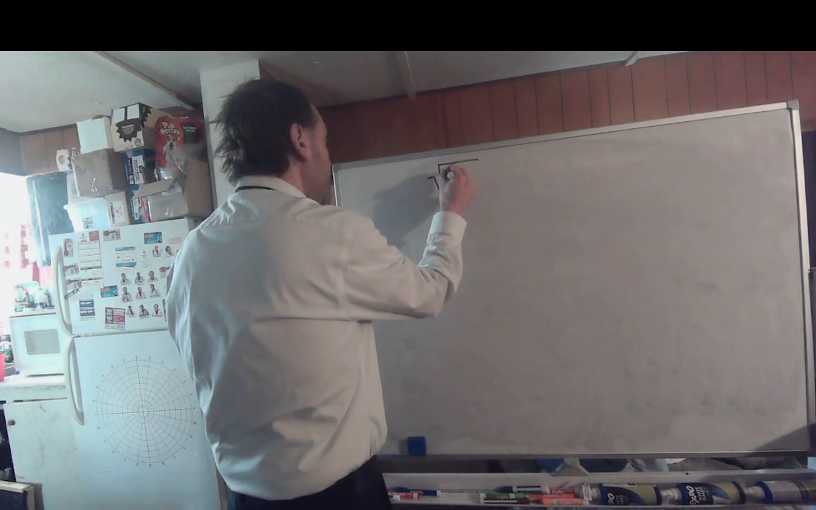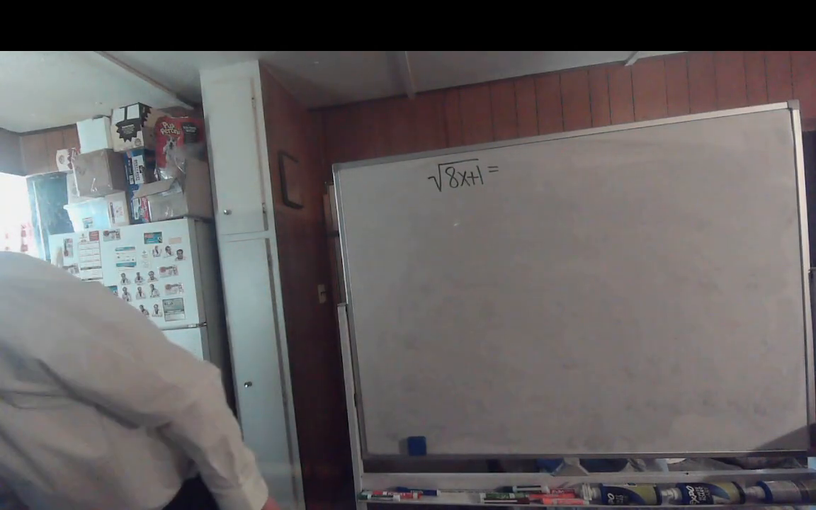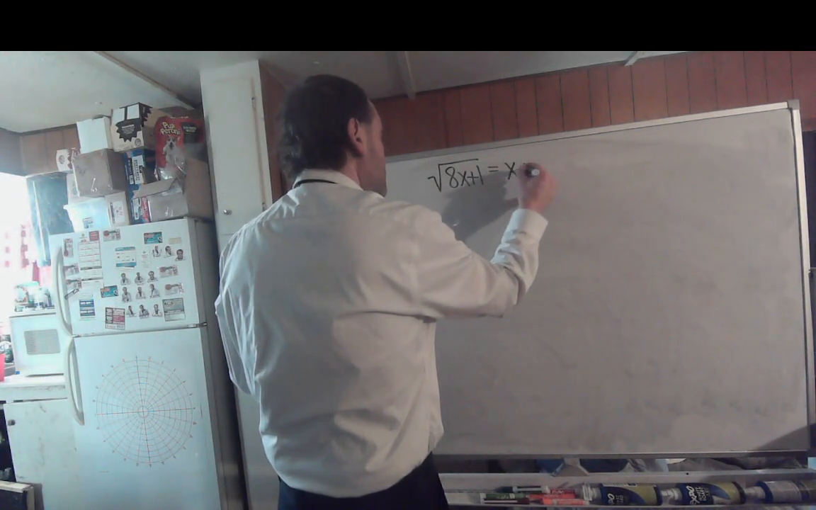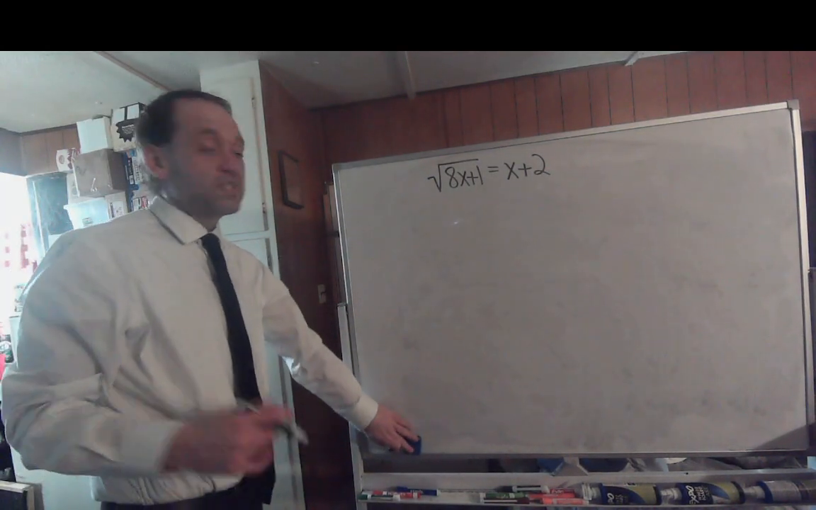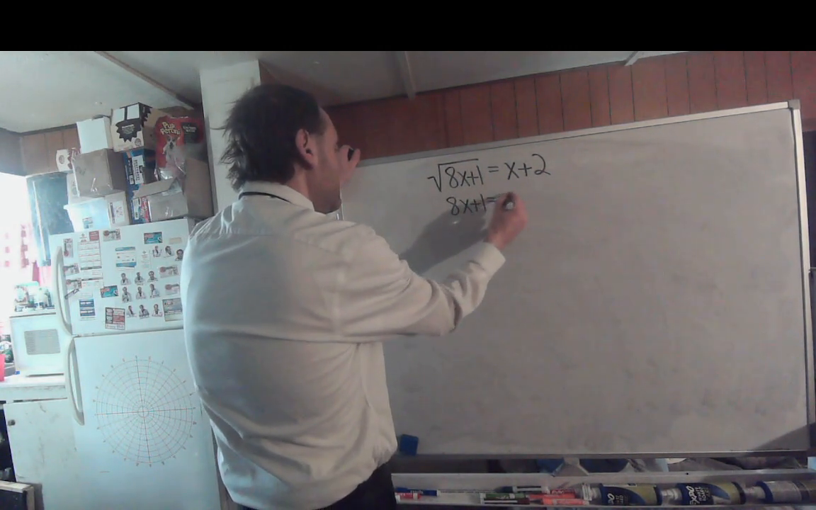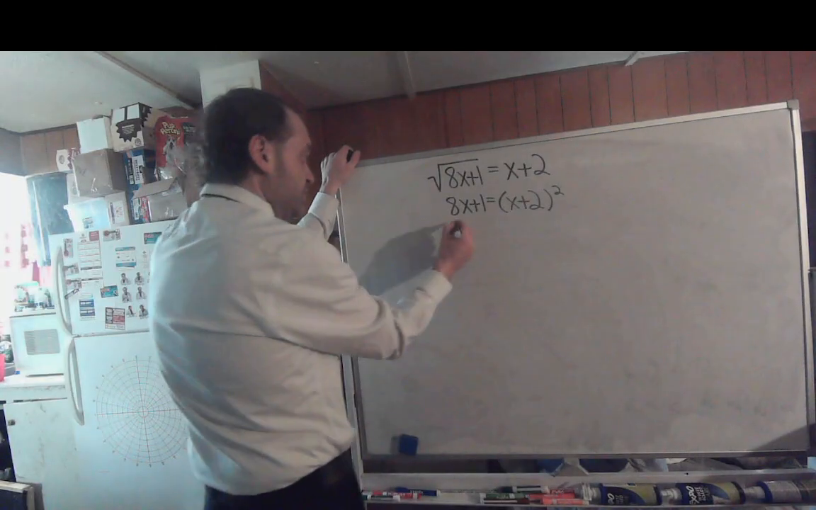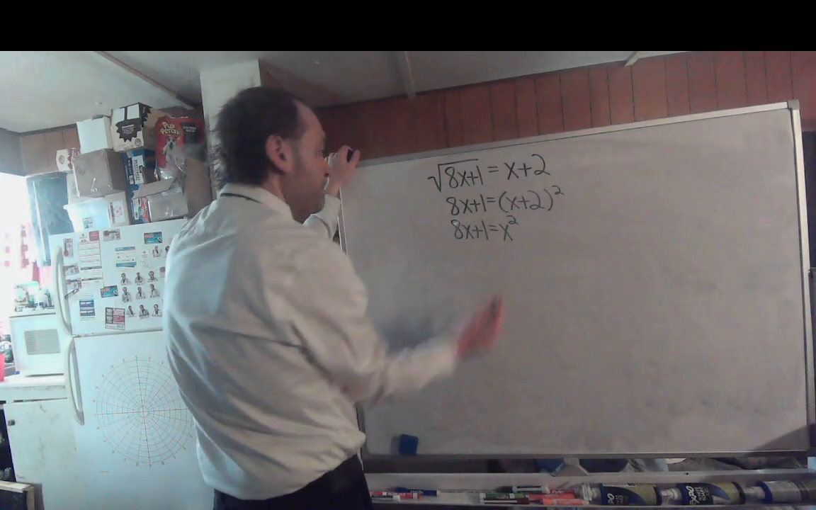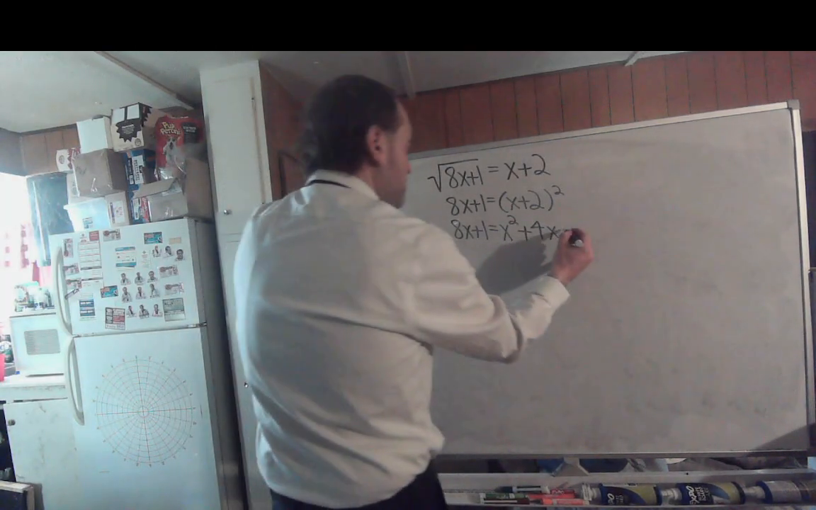Alright, the square root of 8x plus 1 is equal to x plus 2. Not too bad. So the square root of 8x plus 1 equals x plus 2. So let's square both sides. If you do that, you get 8x plus 1 equals the quantity of x plus 2 raised to the second power. So that's going to give you 8x plus 1 equals x squared plus 4x plus 4.